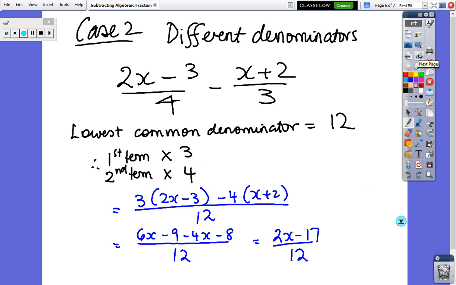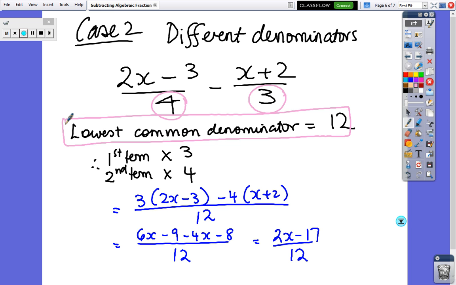Okay, so case 2, different denominators. So I've got a 4 on one denominator, and I've got 3 on the other. So the lowest common denominator is 12. Now, just in case you forget how to do it, maybe the simplest way is for the 4, you write down all the multiples that you can think of to start with, and then you write down the multiples of 3: 6, 9, 12, 15, and you stop when you get to the first one that appears in both lists. So maybe that's the easiest way to get the lowest common denominator.